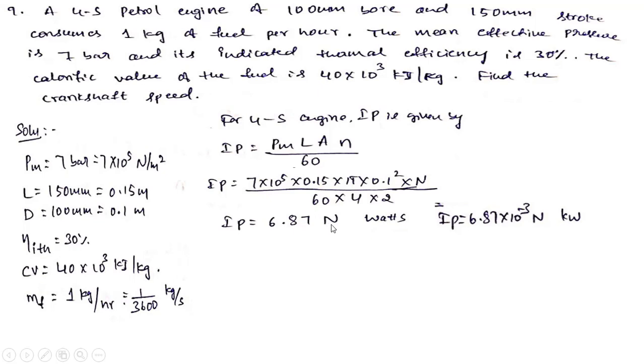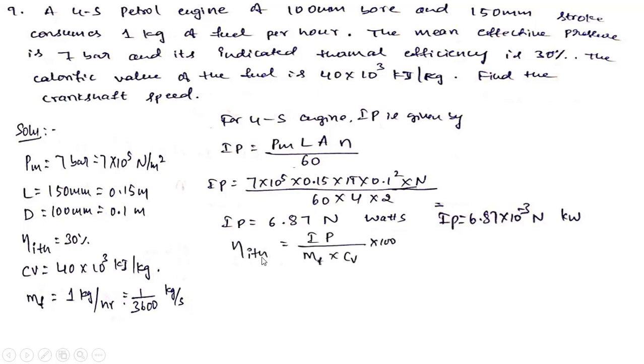Here, this N is the RPM of the engine. Don't get confused with Newton. It is the RPM of the engine, because we don't know the value of N, it is to be calculated. So I am substituting this N as it is. IP will be in terms of N, 6.87 N watts, whereas you can express it in kilowatt as 6.87 × 10^-3 N kilowatt.